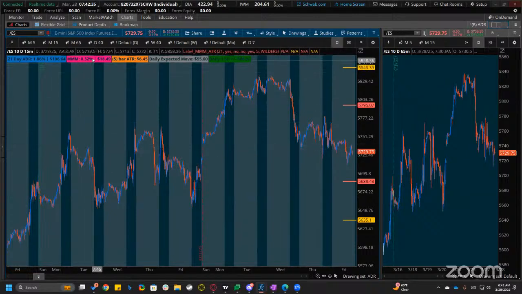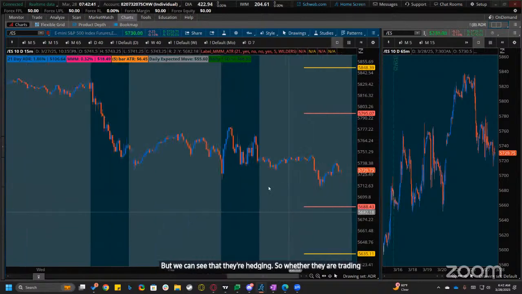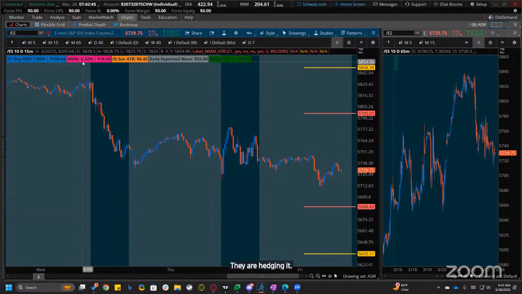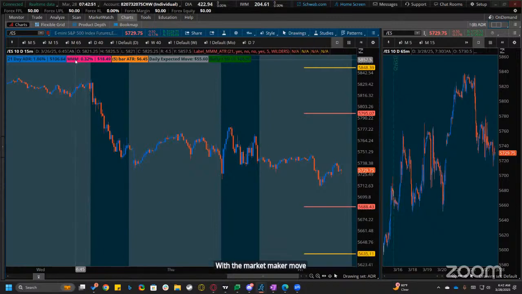But we can see that they're hedging. So whether they are trading into it this morning or not, they are hedging it. This isn't my opinion. I'm not assuming that they are hedging. We can see it with the market maker move up here.